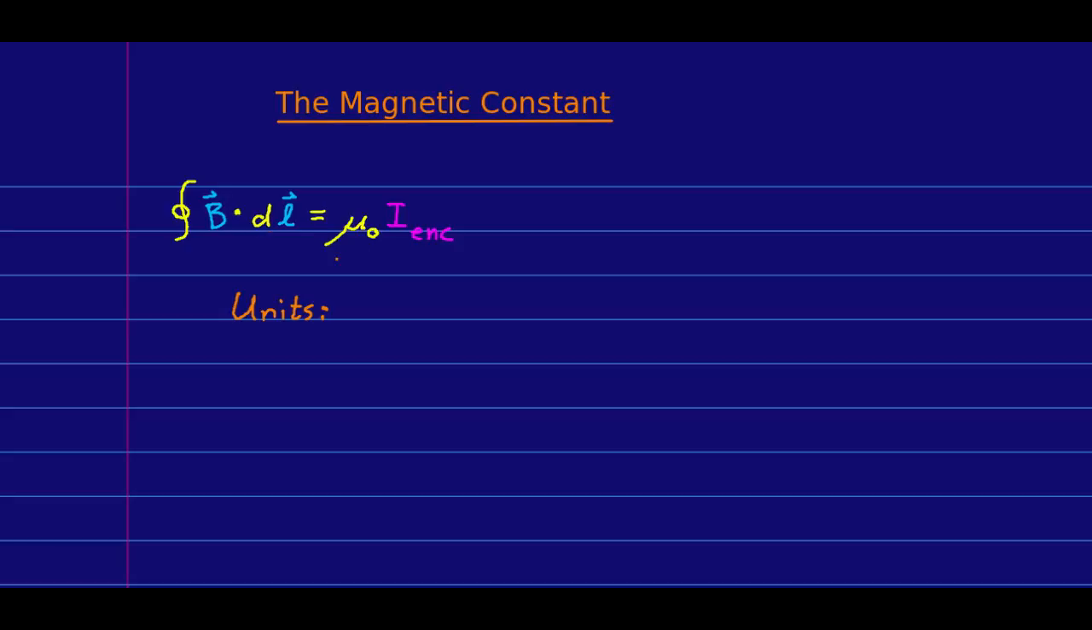We haven't seen this before, and before I talk about the value of it, let's look at what its units must be. On the left-hand side of the equation, the units we have are teslas times a distance, so Tesla meters, and that is equal to mu naught times a current. And so that tells us what the units are of mu naught. It is apparently Tesla meters per ampere.